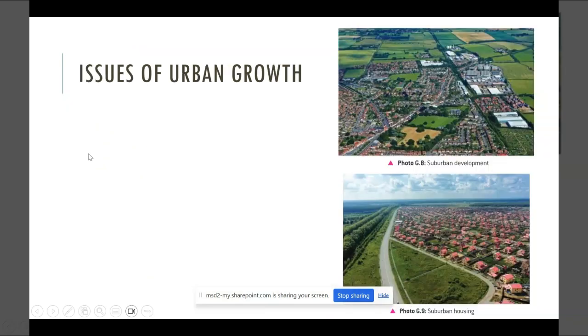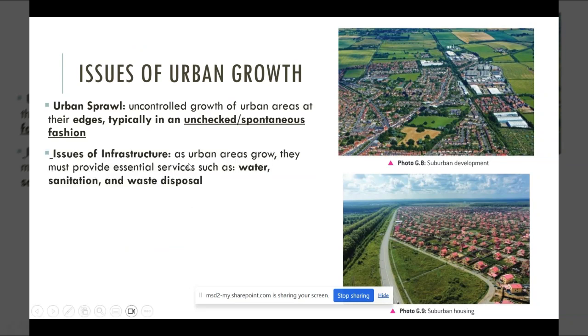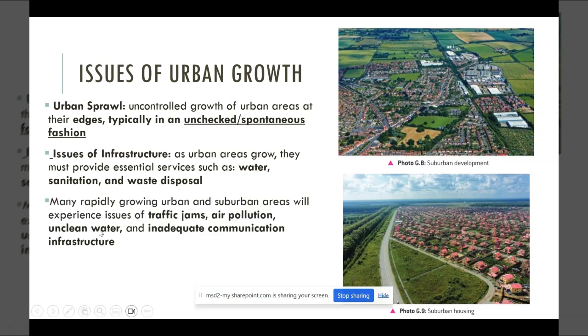But there are a couple of issues of urban growth. Urban sprawl is one issue, where you have uncontrolled, spontaneous growth of urban areas, like a little mole reaching its fingers out, not the mole that digs, like a mole on your skin. It's unchecked, spontaneous growth. You also have issues of infrastructure, so providing infrastructure for people as the urban area grows: water, sanitation, waste disposal, communications, and transport networks. Rapidly growing urban and suburban areas will experience traffic jams, air pollution, and different types of urban stress also.